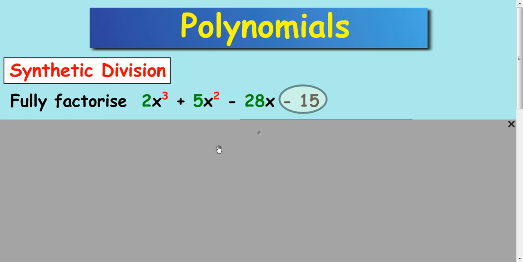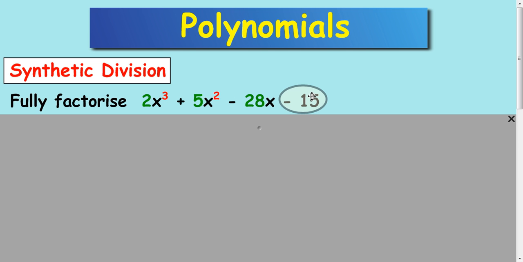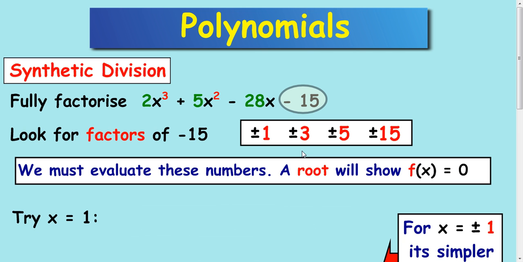In this lesson, we're going to look at how to fully factorise a polynomial, and we're not told any factors or any roots of it. The way to do this is to look at the last number and find factors of it, and then use a bit of trial and error. So factors of negative 15 are plus or minus 1, plus or minus 3, plus or minus 5, or plus or minus 15.